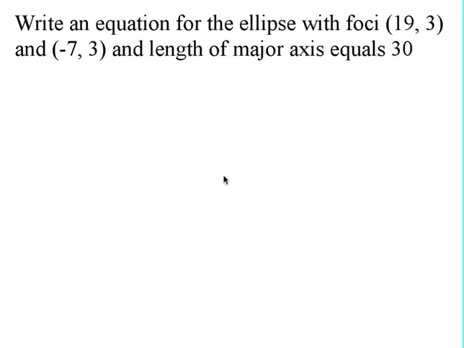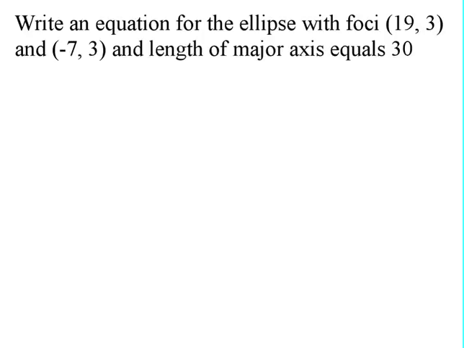We're going to be writing equations today, and we're going to be doing a couple of other things. So first of all, it says write an equation for the ellipse with foci (19, 3) and (-7, 3), and length of the major axis equals 30. So we left off with this yesterday.